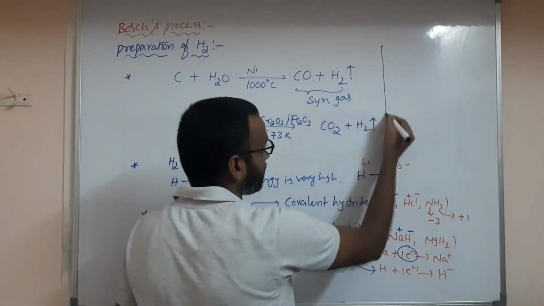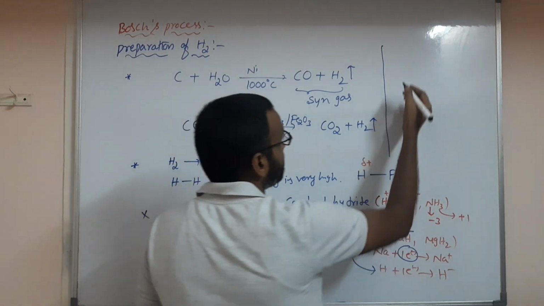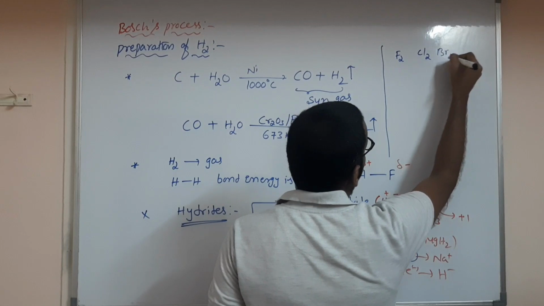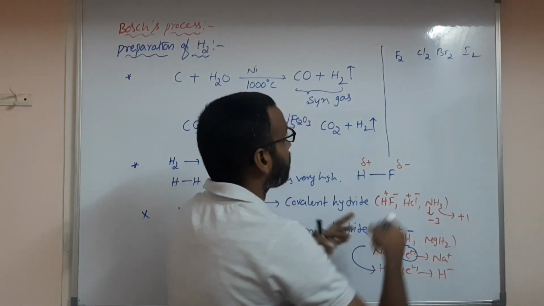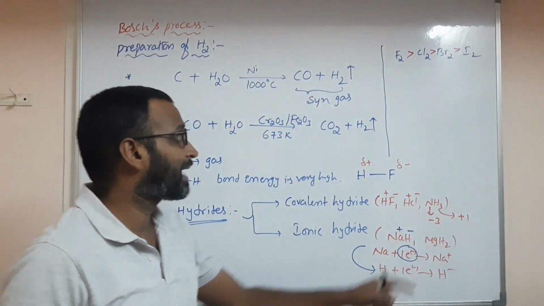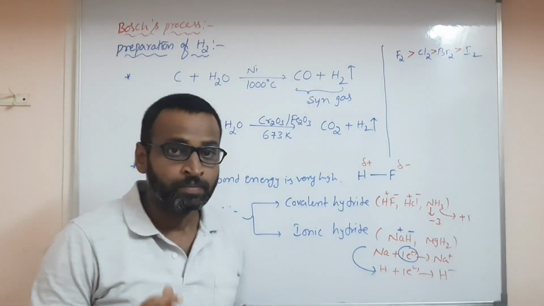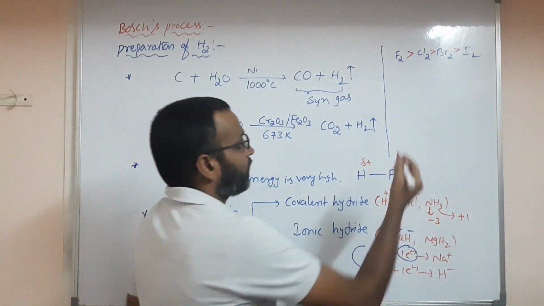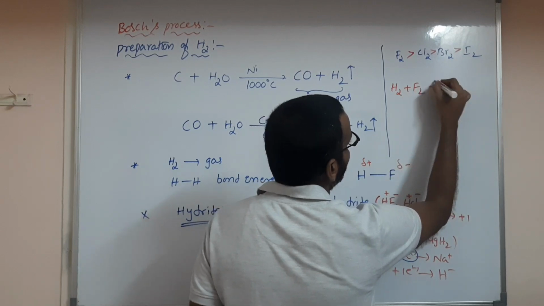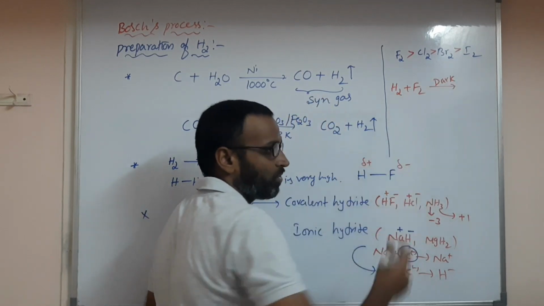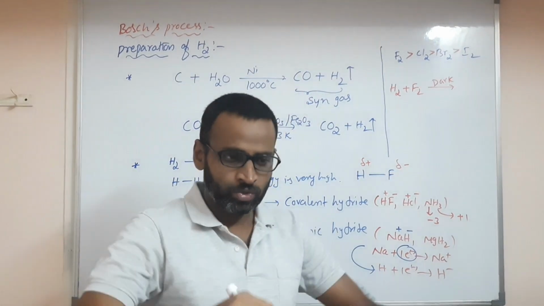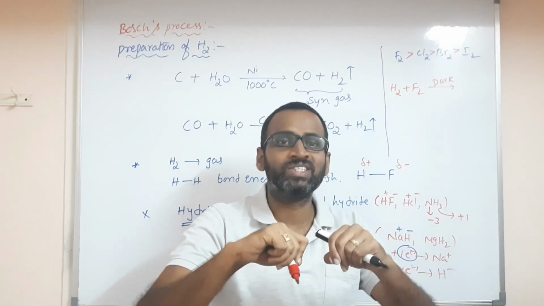And actually, we will also see hydrogen's reactivity with the halogens: fluorine, chlorine, bromine and iodine. Fluorine is more reactive than chlorine, chlorine is more reactive than bromine, and bromine is more reactive than iodine. That means H2 reacts with F2 even in the dark, because fluorine is very small and most electronegative. So the F-F bond dissociation energy is very low.